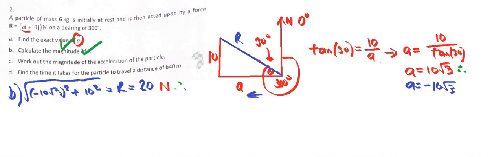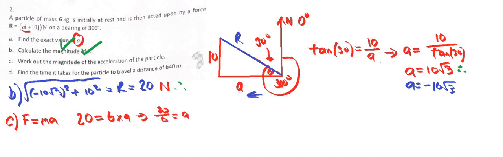Now I'm going to work out the magnitude of the acceleration of the particle. So I know that if I want to do acceleration, I'm going to use F equals ma. So now I know what the force is because we worked that out. So my force is 20. And that equals the mass, which I'm told is 6 in the question, times A. So let me just rearrange that again. And 20 over 6 equals A, which if we simplify it is 10 over 3 meters per second per second. Don't forget units. Okay, again, that's my answer. And that's C taken care of.